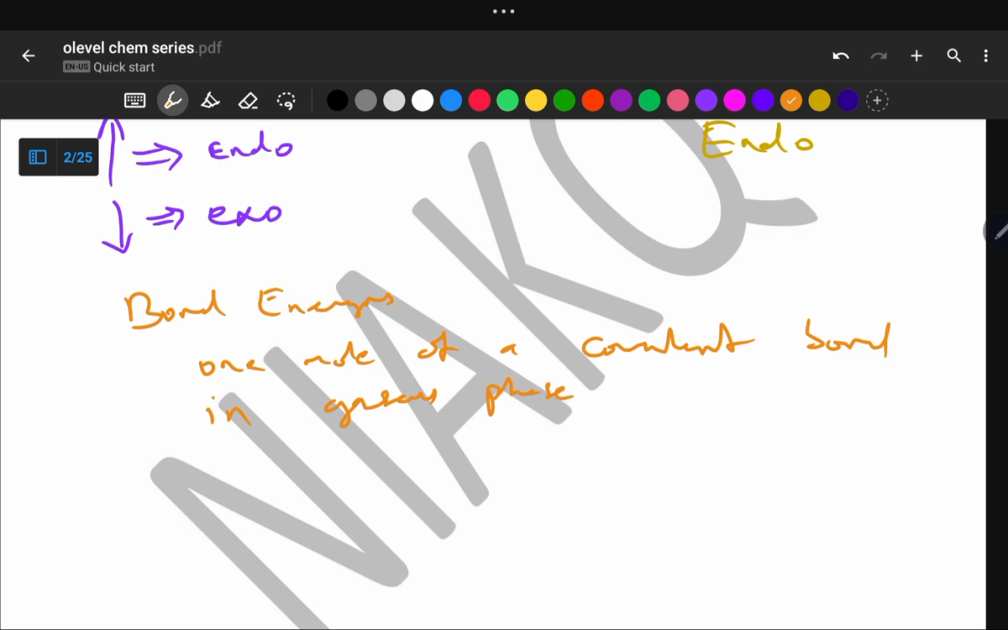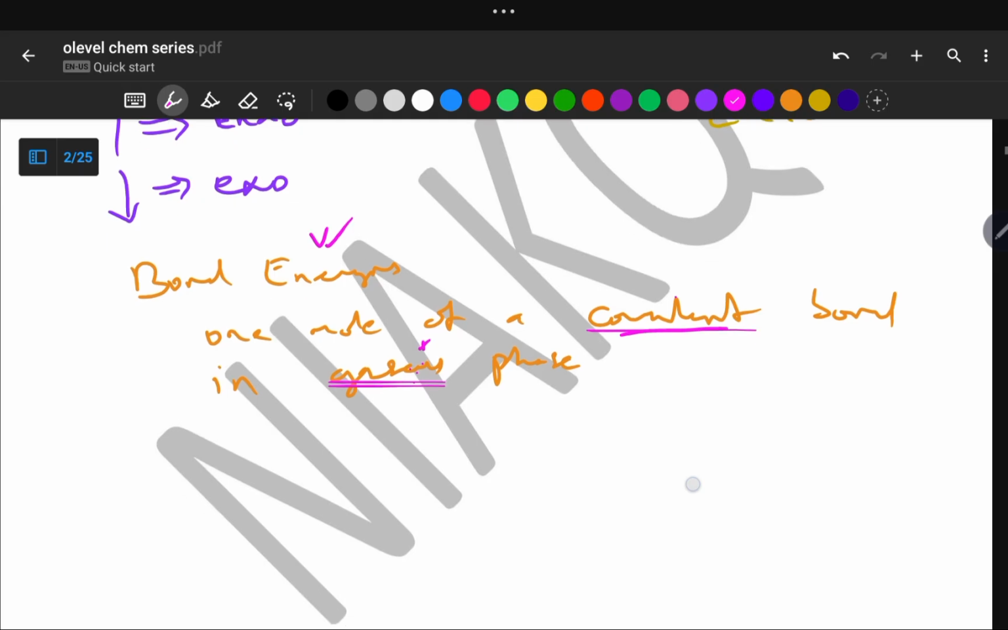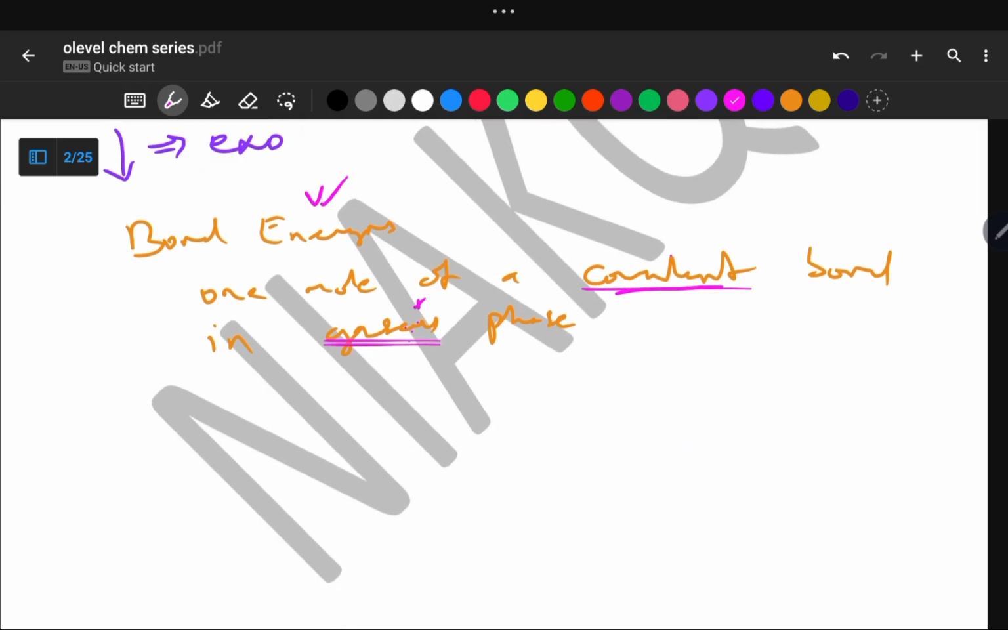So we only need to underline the term gaseous phase of a covalent bond, right? We don't apply the bond energies in the solid or in the liquid phase. We only apply them in the gaseous phase, right? So let us say we are given the reaction for the chlorination of methane. So we're going to have CH4 here plus chlorine to give us chloromethane plus hydrogen chloride, right?